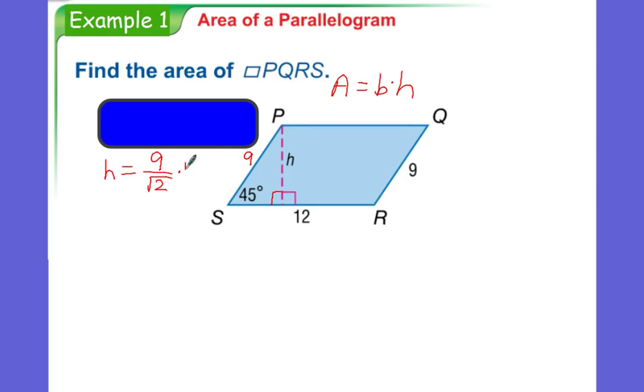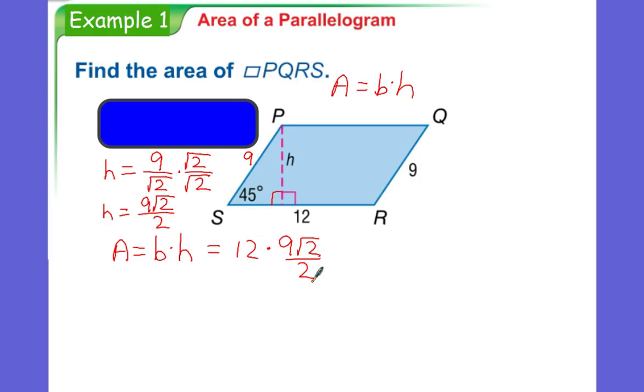And then we just simplify. Multiply by root 2 over root 2. So my height equals 9 root 2 over 2. And I can't simplify that any. So it's just kind of weird looking, but that's okay. All right, so once you have your height, you can plug it into the area formula. So area equals base times height, which equals my base, which is 12, times my height, which is this thing I just found.